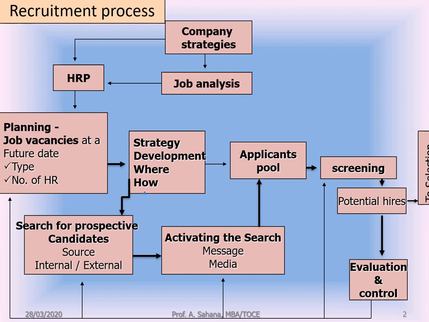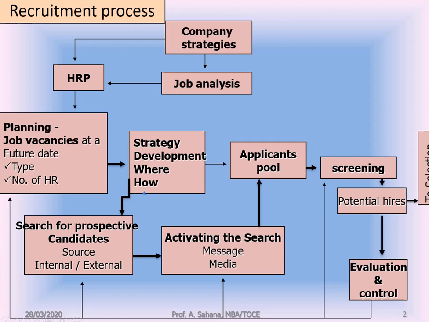You can now see the diagrammatic representation of the recruitment process. The recruitment process consists of 5 steps. The first step is the planning process, or what we call recruitment planning. The second step is the strategy development. The third step is search for prospective candidates, and it also includes activating the search. The fourth step is the screening, and the fifth step is evaluation and control. We will now look into the step-by-step explanation.